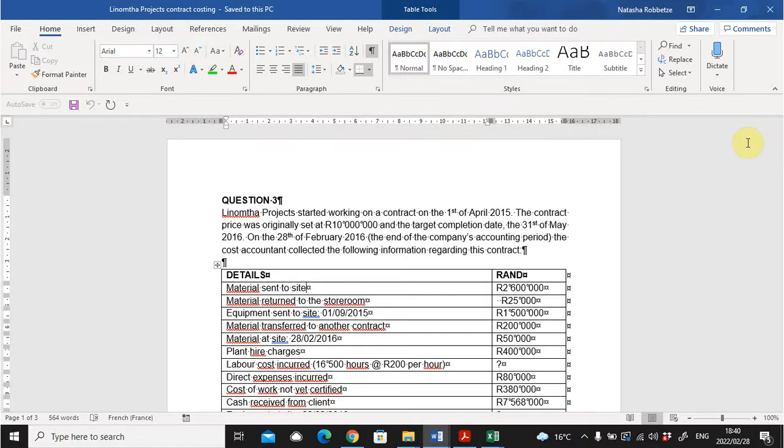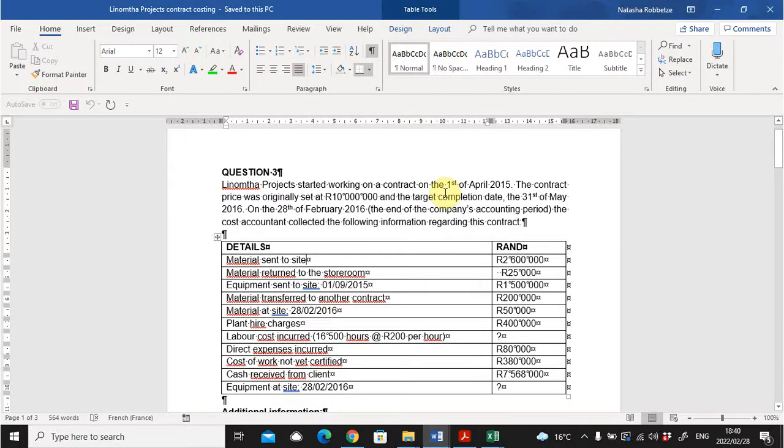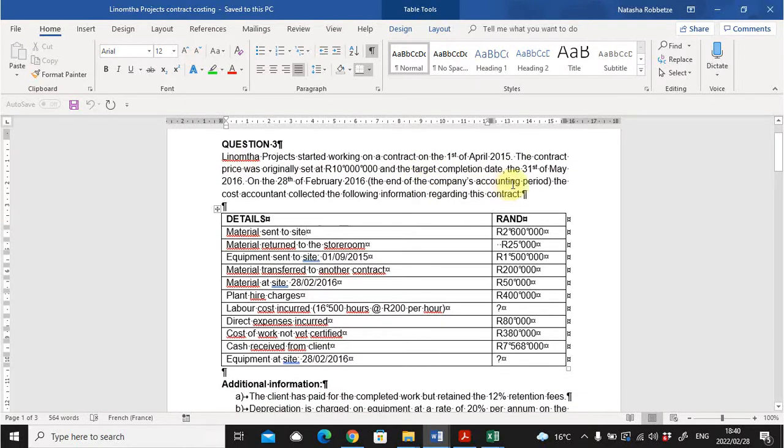I do not know how to pronounce this name, so I'm going to call it L Project. And the question reads, L Project started working on a contract on the 1st of April 2015. That is dangerous, to start working on April Fool's Day. The contract price is 10 million and the target completion date is the 31st of May 2016.